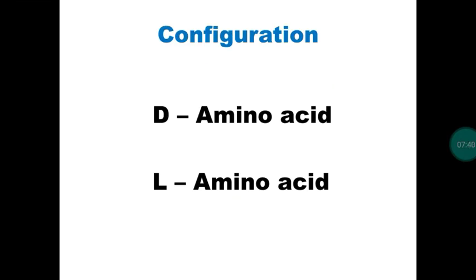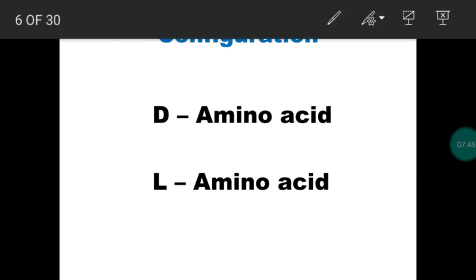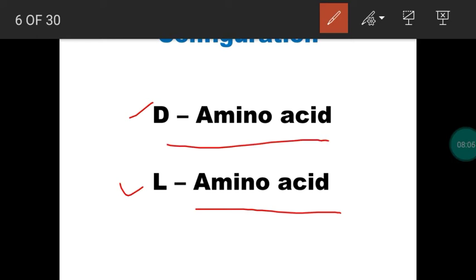Next, what is the configuration of amino acids? As we studied for carbohydrates, 2 configurations are available, D and L. One more question. In living beings, L amino acids are common, right? So L amino acids are present in living beings mostly. D configuration amino acids are very rare in certain living beings, and L is very common in all living beings, right?